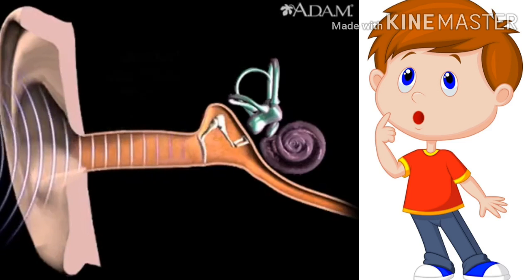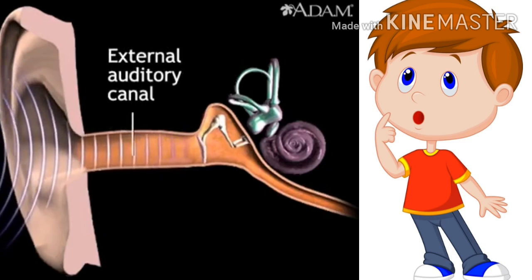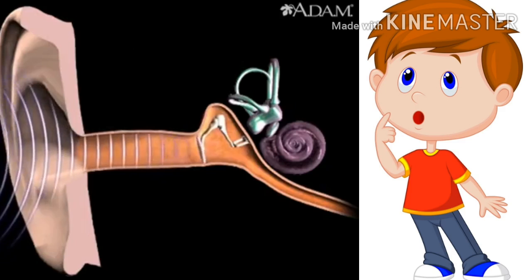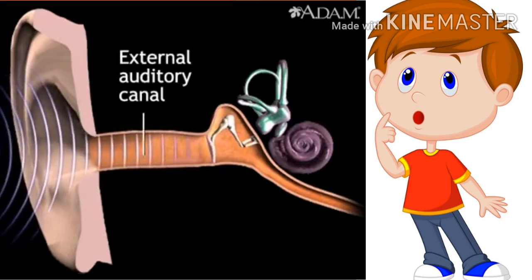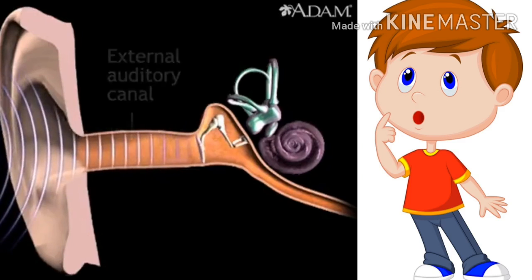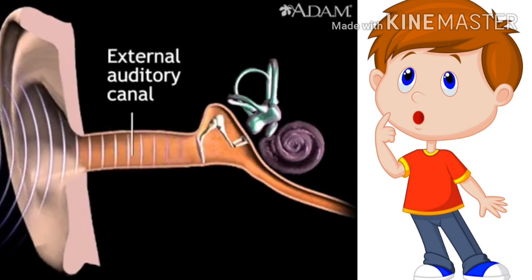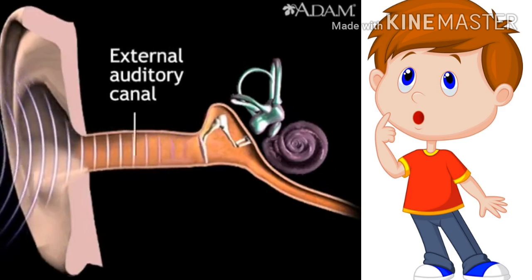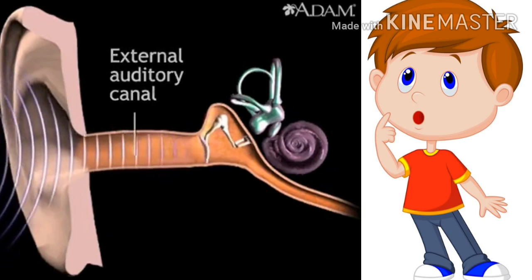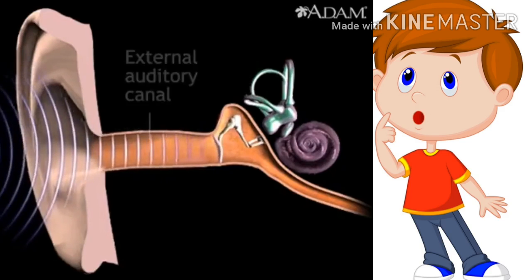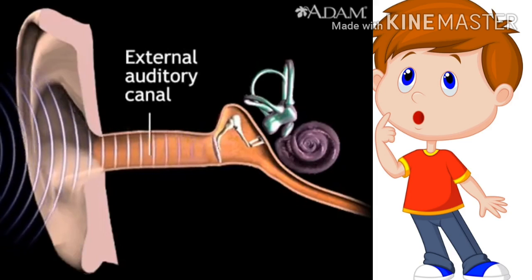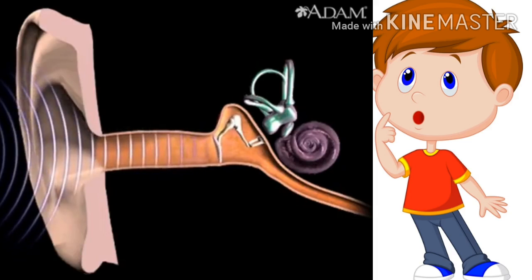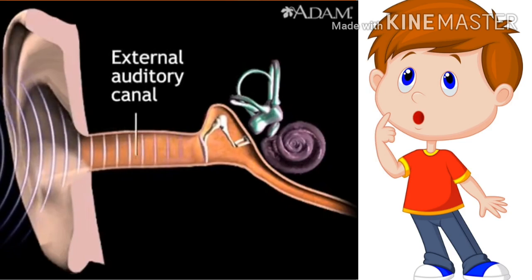Okay, so when the sound enters and travels through the canal, and when it touches the eardrum, it will create vibrations, and the vibrations created by the eardrum will send a signal to the brain, and that is how we hear the sound. So this is how we hear sound through our ear.